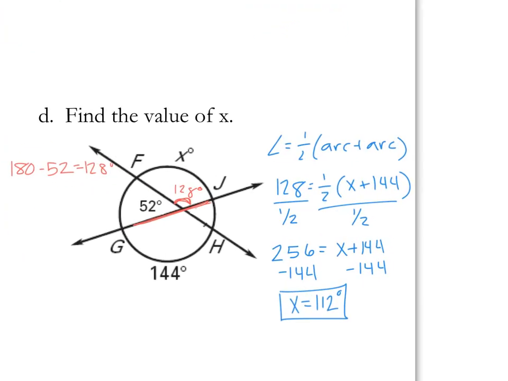Now this one, I have angle equals 1/2 arc plus arc, because my vertex, you see, is in the middle, inside the circle. So now my angle is 128. It's not my x. Equals 1/2 times your two arcs. So if I see my two arcs, it's going to be x and 144, and I add those two up. Divide by 1/2, which is the same as multiplying by 2, and then I just subtracted 144, and I get 112.